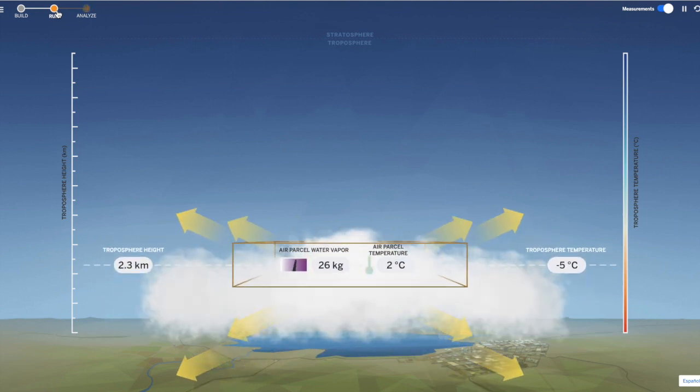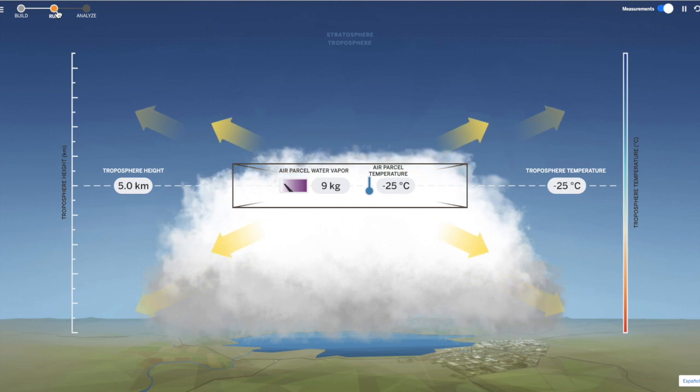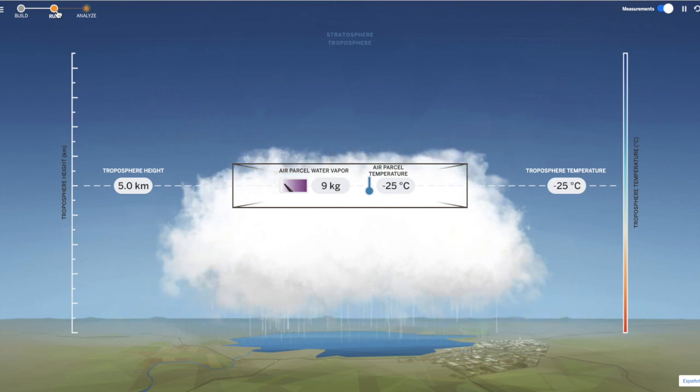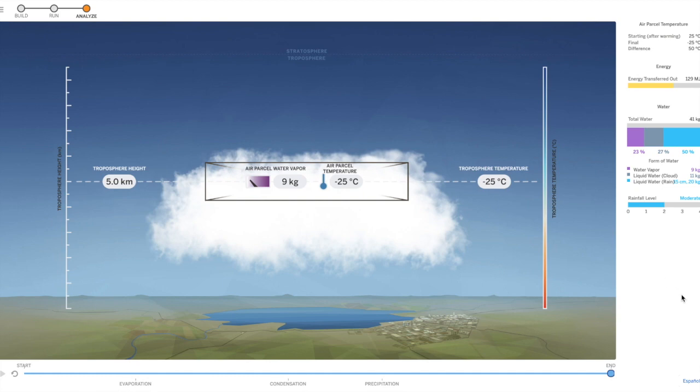As you can see here, I'm raising it up. It goes to 25 degrees Celsius, and it actually stops at 5 kilometers. Last time the rain stopped at -30. Now that there's less energy being transferred, it only had to cool to a less severe temperature, which was -25 versus the -30. And if we go to the Analyze tool, we see again, we lowered it down to a moderate amount.